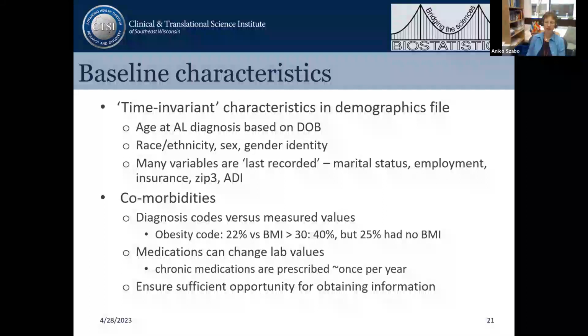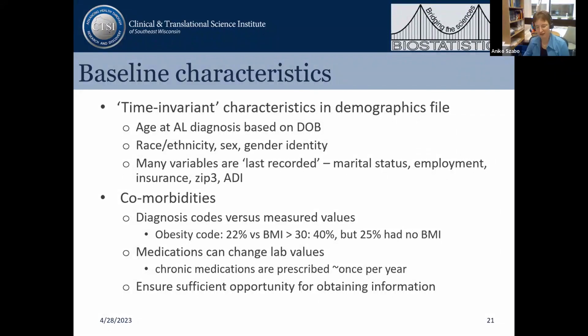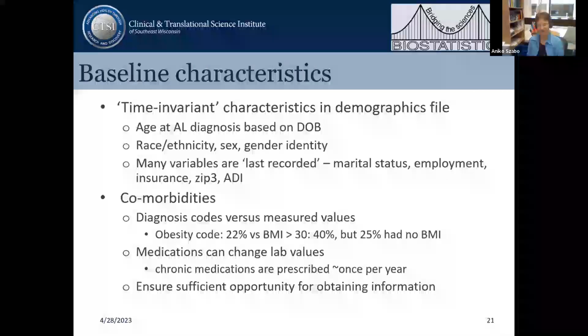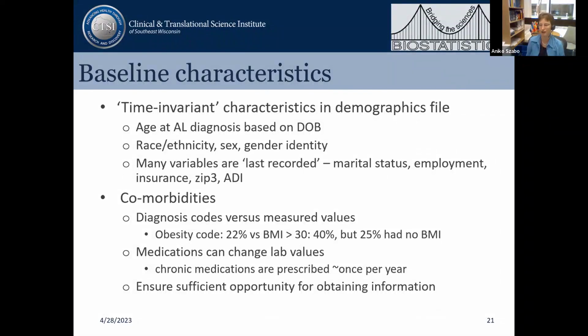So for example, for obesity, you could use the vital signs, which have height, weight, or BMI. So in one of our AL data pools, the obesity code showed up 22% of the time, but when we look at BMI more than 30, 40% of patients had it. But also 25% of our patients had no BMI measurement at all. So it's not clear which is better and which one to use.